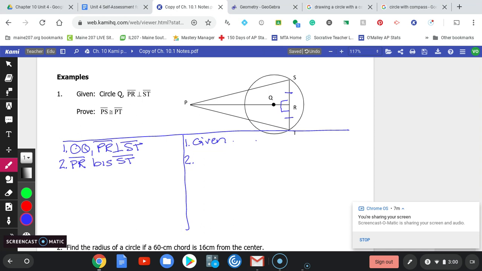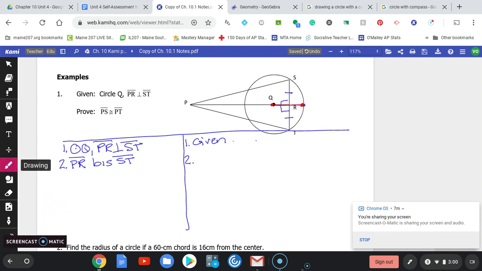It would go past QR. The radius actually would look like this. I should use a different color. The radius would actually be this, okay? But QR is a part of that. And that radius is also part of the line PR.